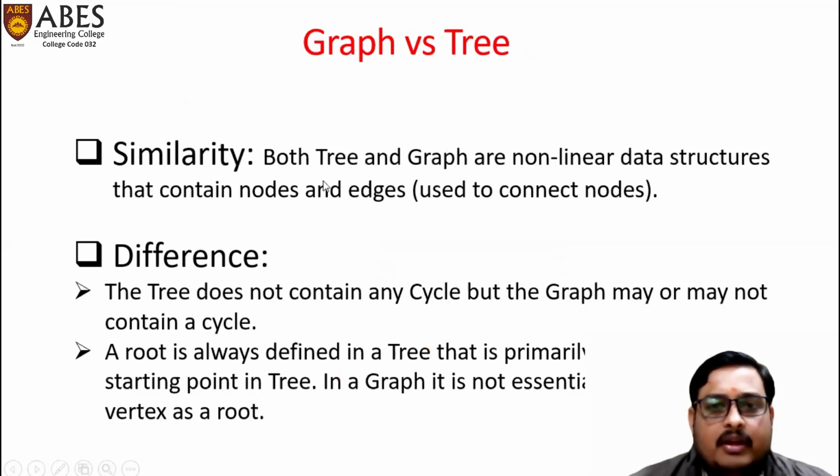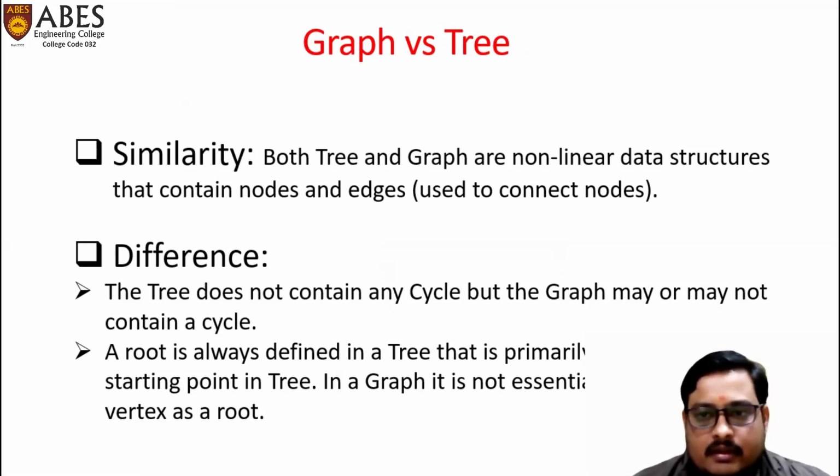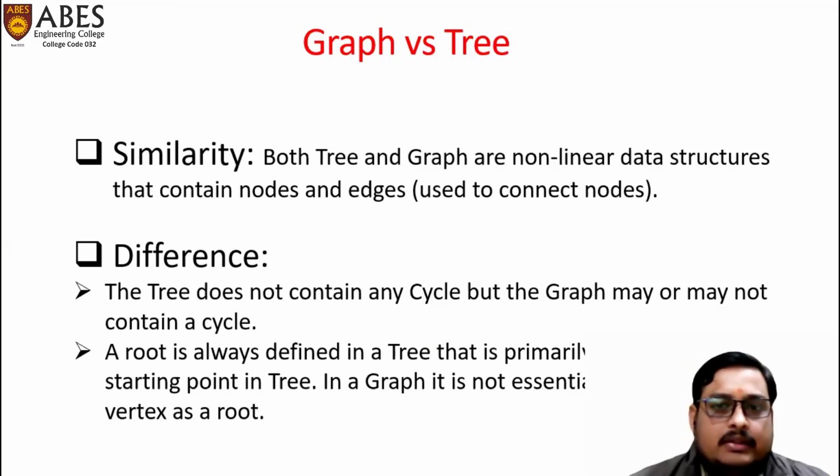If we compare a graph with a tree, there is similarity and difference. So the similarity is that both tree and graph are non-linear data structures that contain nodes and edges. In both we have hierarchical data structure. So what is non-linear data structure? Any data structure that forms any hierarchy is known as non-linear data structure. And same thing is there in the tree and we have in graph.